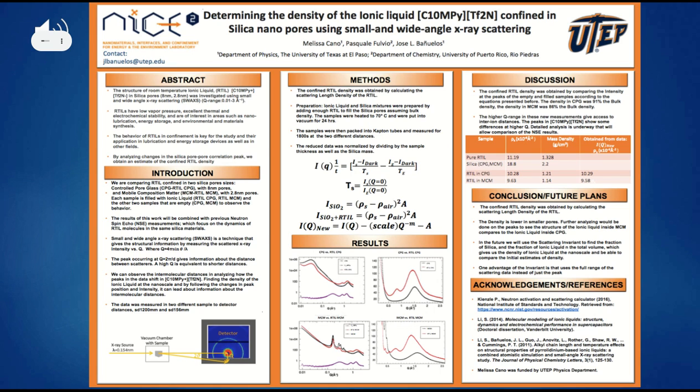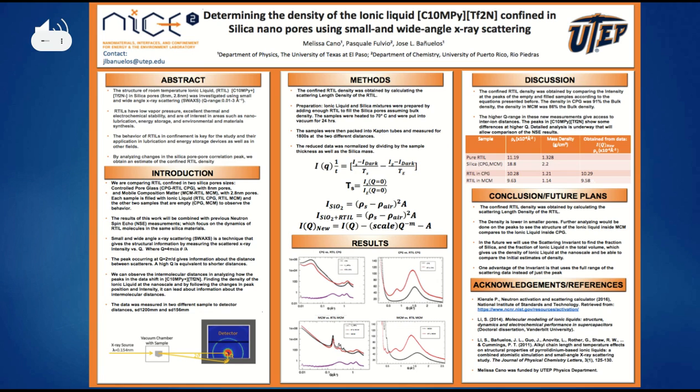The ionic liquid and silica mixtures were prepared by adding enough RTIL to fill the silica pores, assuming bulk density. They were heated to 70 degrees Celsius and put in vacuum for 24 hours. The figure on the right here is just calculations pertaining to the research.